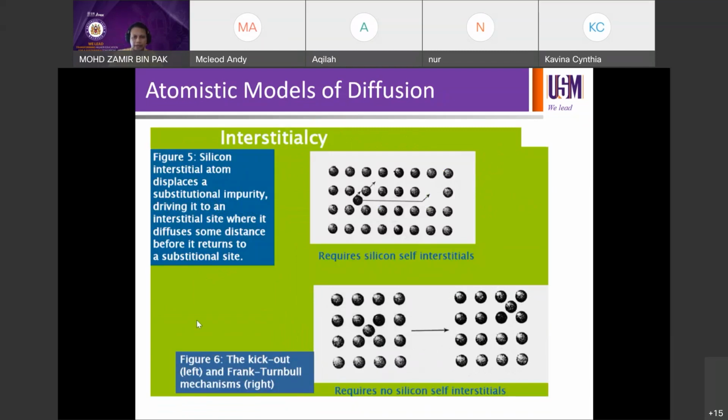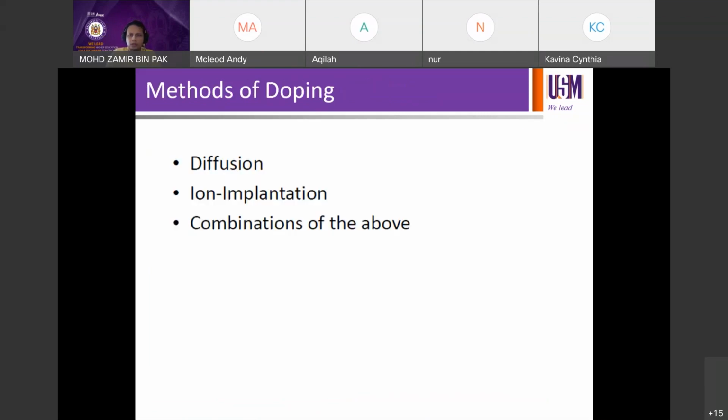Okay, they will form an interstitial on the side of the atom. So a silicon interstitial atom displaces a substitutional impurity, driving it to an interstitial site. On the sides, it diffuses some distance before it returns to a substitutional site, so it stays on the sides. That's how interstitial impurities are present in the lattice.